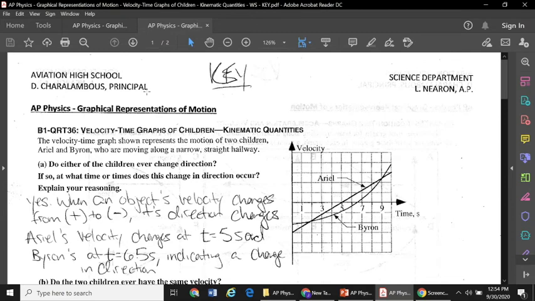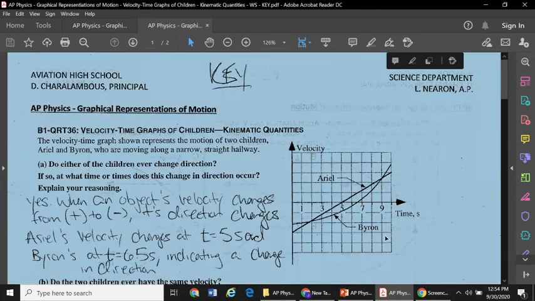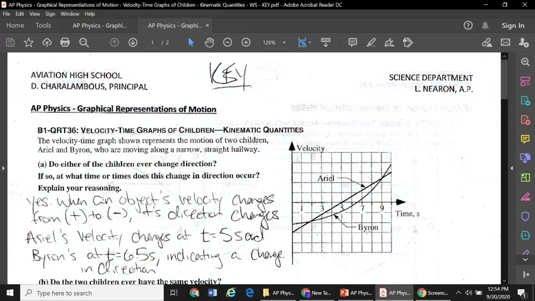Ariel's velocity changes at 5 seconds. Notice you can see Ariel's line crosses the x-axis at 5 seconds. And Byron's at 6.5 seconds, indicating a change in direction because their velocities go from negative, meaning they're traveling to the left, to positive, meaning now they're traveling to the right.